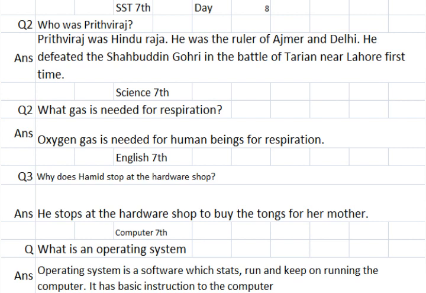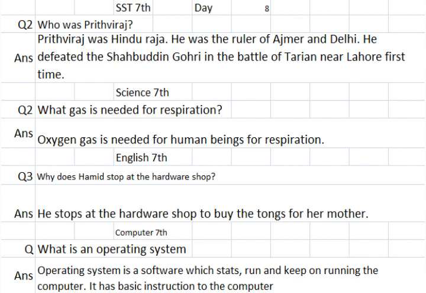What gas is needed for respiration? Oxygen gas is needed for human beings for respiration. English class 7: Why does Hamid stop at the hardware shop? He stops at the hardware shop to buy the tongs for his mother.